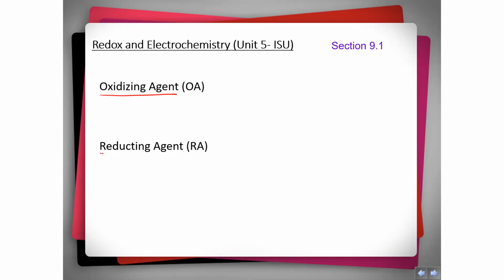Now, a couple more definitions. This is the reducing agent. So something gets oxidized, something causes it to get oxidized. The thing that causes it to get oxidized is called the oxidizing agent. So if a substance loses electrons, it's gotten oxidized. What did it give its electrons to? It gave its electrons to the oxidizing agent, that causes the oxidation of something else.